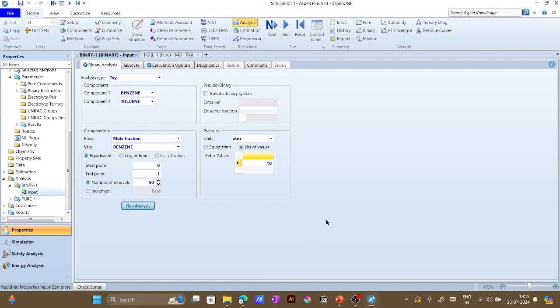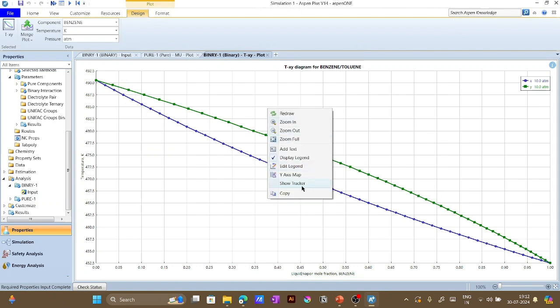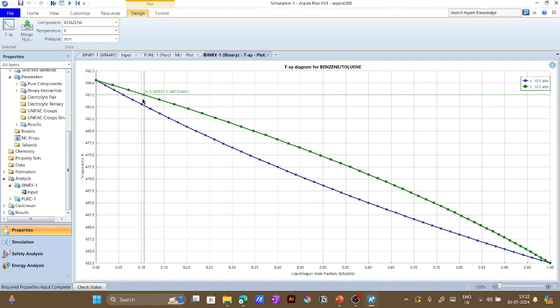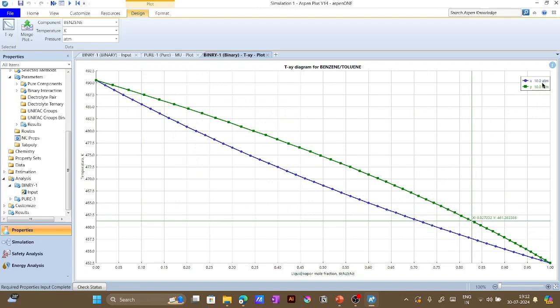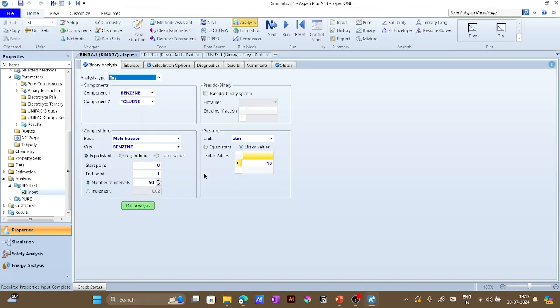It's ready. So you can see it has generated a TXY diagram for benzene and toluene, right? And I can see the various values of mole fraction. So this is at 10 atmosphere, right? Similarly, you can enter other pressure values also.